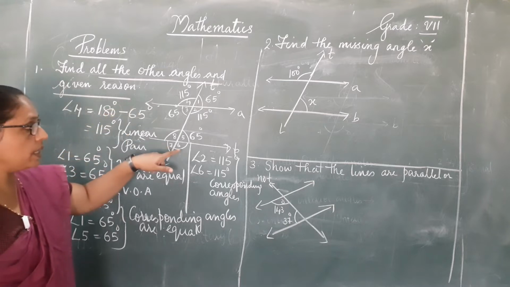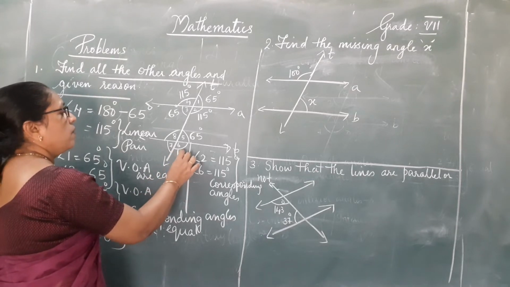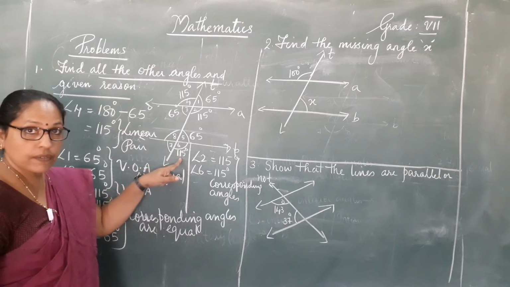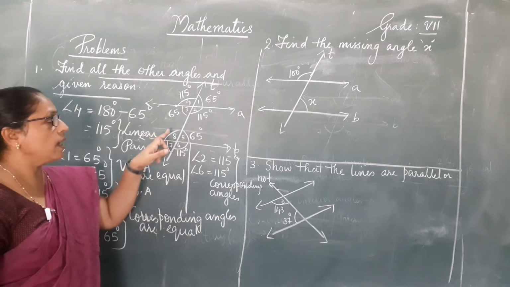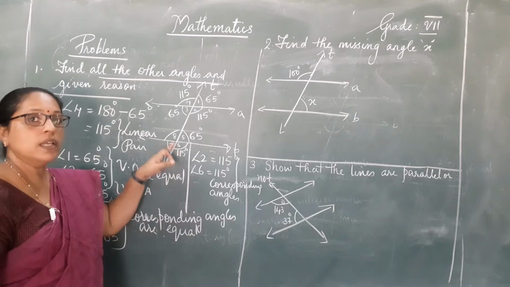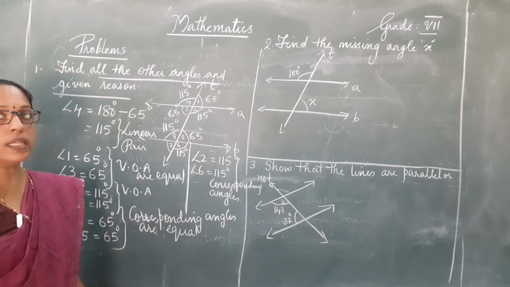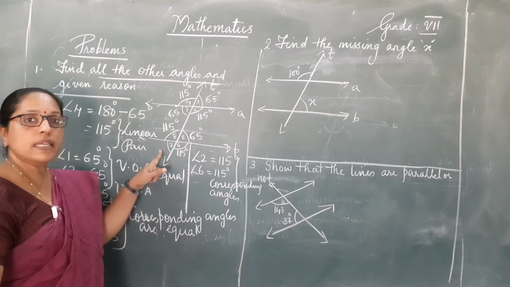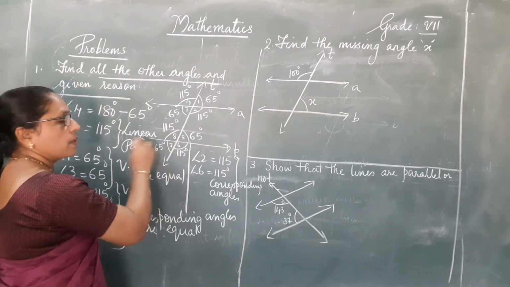Once again, now we have to find angle 8 and angle 7, that is left. Tell me, how can you find angle 8? Angle 6 is 115, so angle 8 is 115, or you can use corresponding angles again, angle 4 and angle 8. Or you can use vertically opposite: angle 6 is 115, so angle 8 is 115. What is the reason? Vertically opposite angles. Then angle 5 is 65, so angle 7 is also 65, vertically opposite angles. So all the angles we have found.